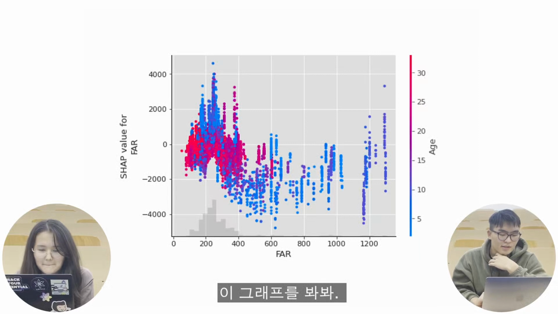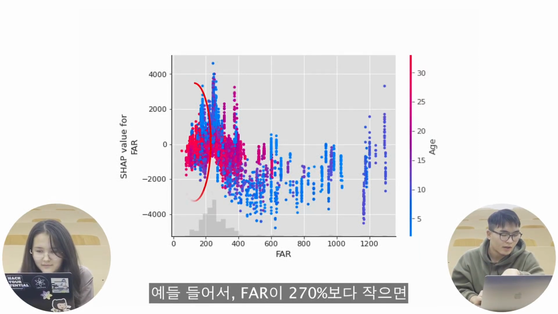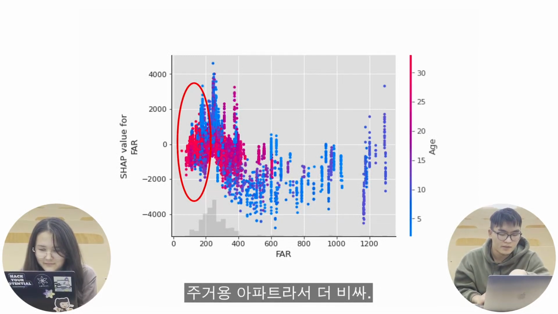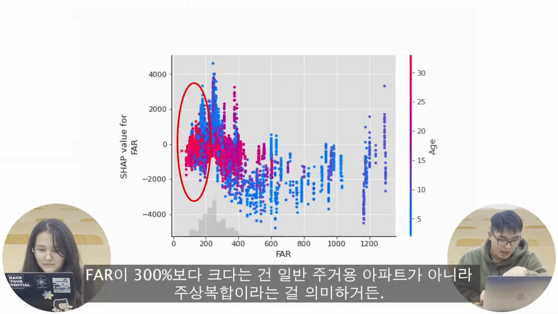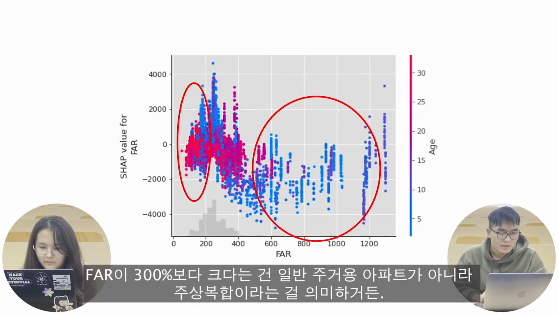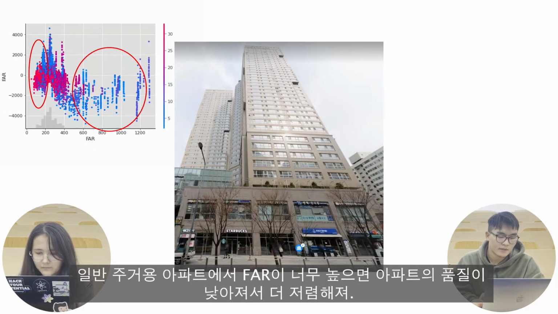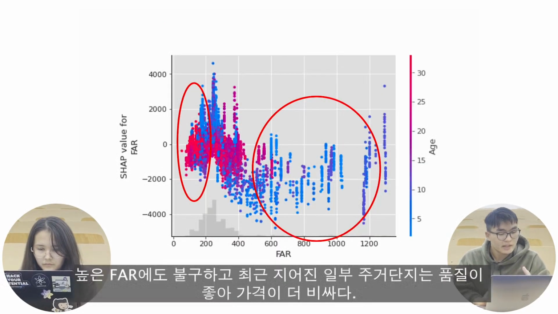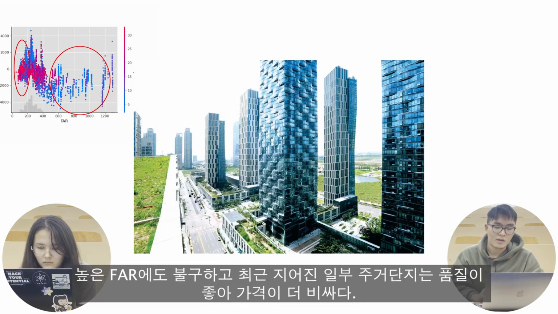Right, look at its graph. There are some critical points to consider. For example, FAR of less than 270% is mainly residential apartment complexes, which are quality ones and therefore are more expensive. However, bigger FAR means it's commercial apartments. Construction companies usually want to sell as many apartments as possible, so they neglect the quality of apartments, so the price goes down. Despite high FARs, some recently built residential complexes are more expensive due to their high quality.